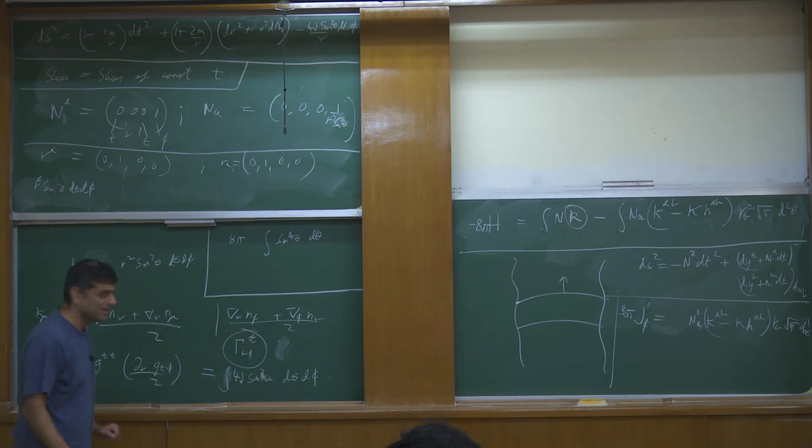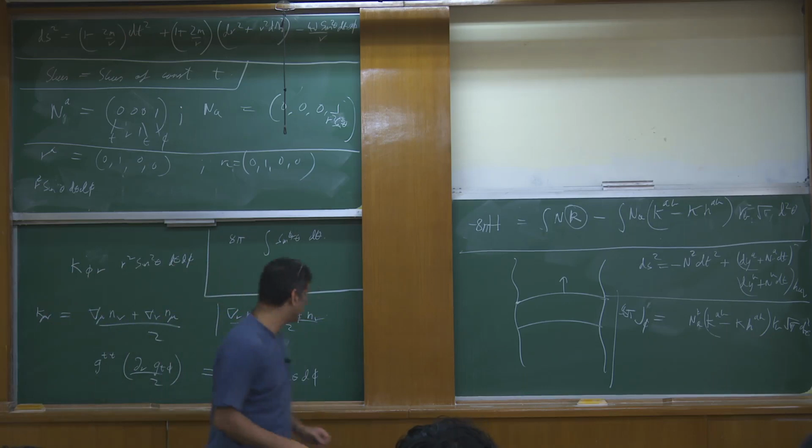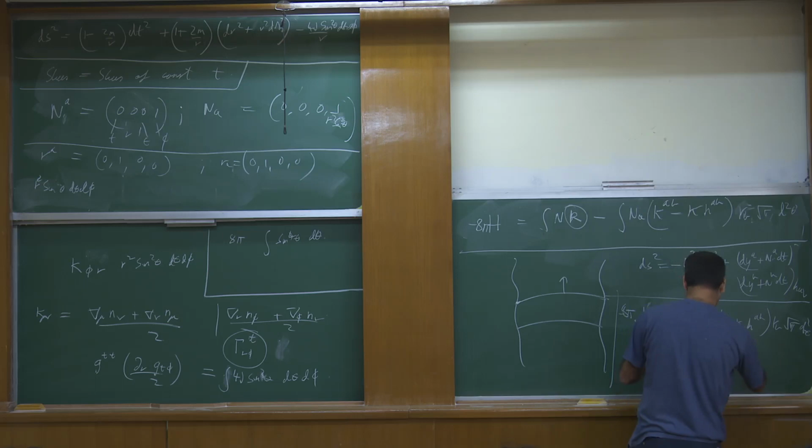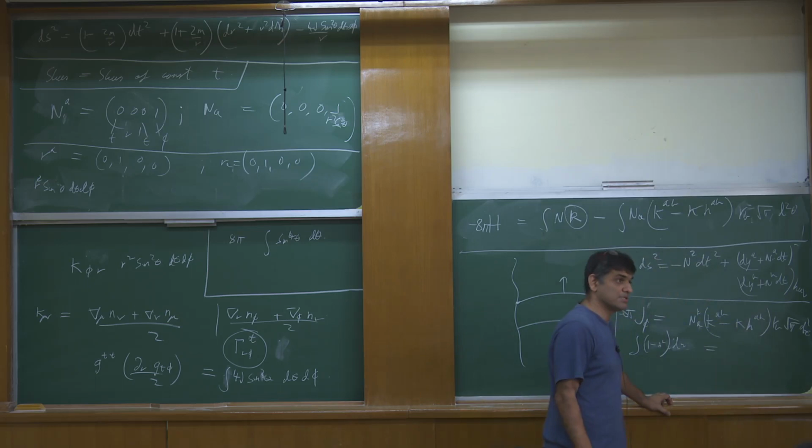Yes, sine cube theta, I think that will give a 3. This gives a 3 because sine cube theta is sine theta into 1 by the sine square theta. Exactly. This integral we can easily do because that's the integral d cos theta into 1 minus cos squared. So that's 1 minus x squared into dx, and cos theta runs from minus 1 to 1.